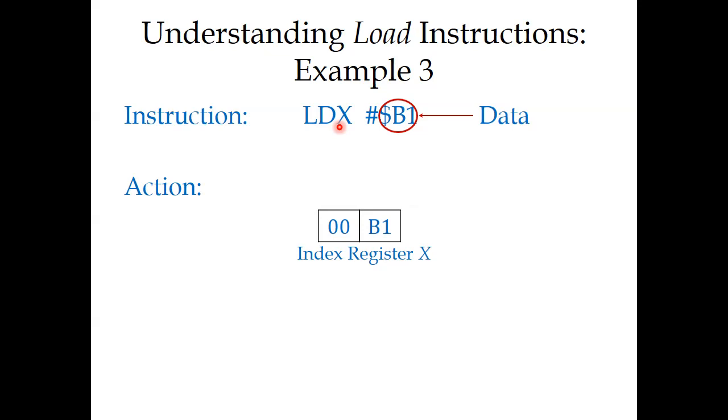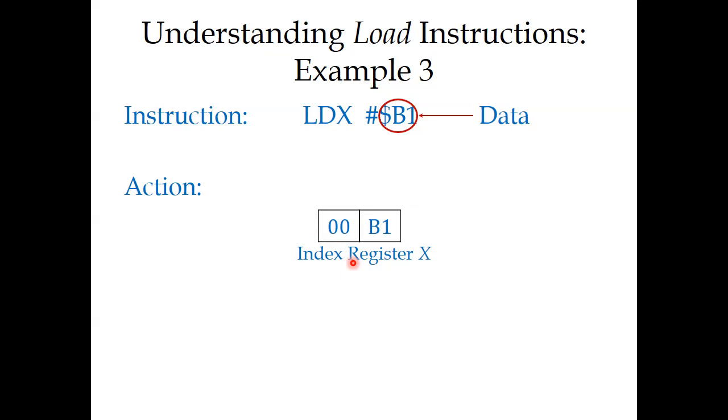If you go back to previous slides, index register X is actually 2 bytes long. Remember, all the registers are 2 bytes long except accumulator A, accumulator B, and the condition code register. Now, here is the catch. The data in the instruction is given in 1 byte, B1. But you are trying to load into an index register, which is 2 bytes. So you actually have to fill the first byte with 00.